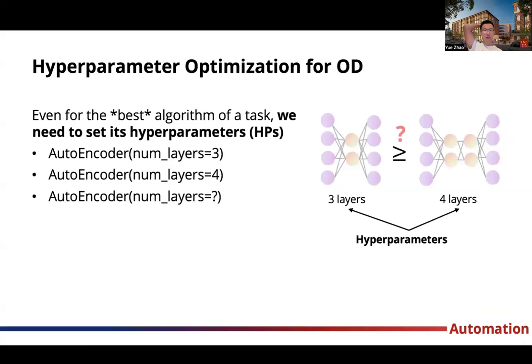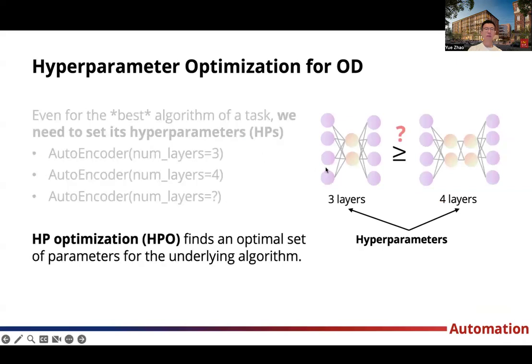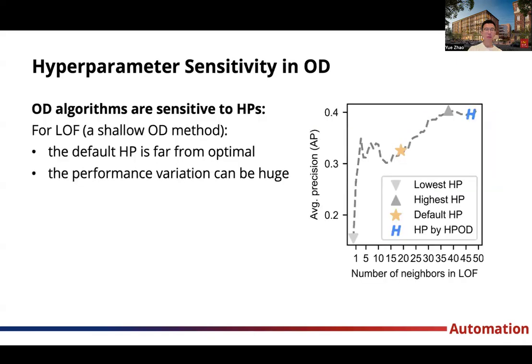The motivation is pretty clear. Why do we need to do hyperparameter optimization for outlier detection? Because for different tasks, you need to select the best hyperparameters, maybe the layers of the autoencoders, that'll be the hyperparameters. And HPO finds the optimal set of parameters for the underlying algorithms.